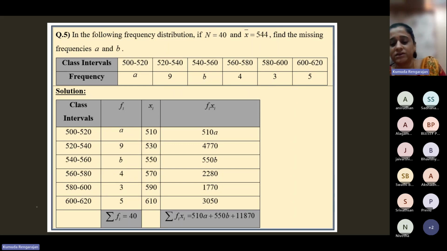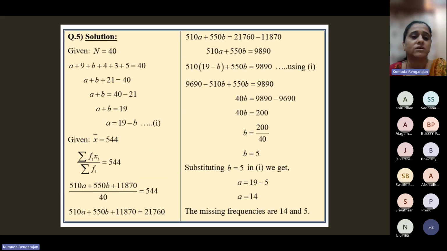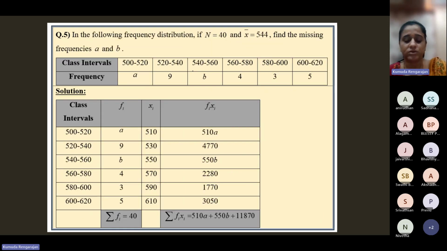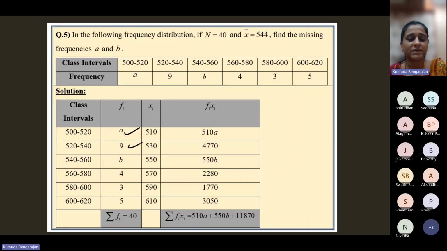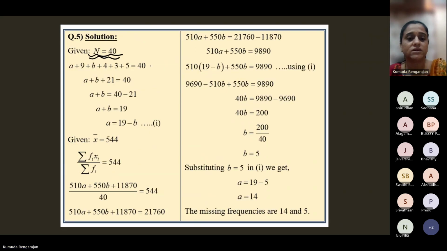So after generating the columns needed, it's given that n is 40. This is how we work. So we are given that n is 40. So that means A plus 9 plus B plus 4 plus 3 plus 5 is equal to 40. So A plus B plus 21 is 40. A plus B is equal to 19. That means A is equal to 19 minus B.